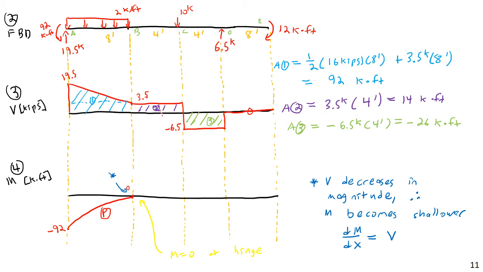Then I know from B to C, we're going to increase by an amount equal to A2. It's still going to be a positive increase, because the area is above the axis. And I know the area is 14, so that means we're going to increase by 14, which means we end at 14 here.